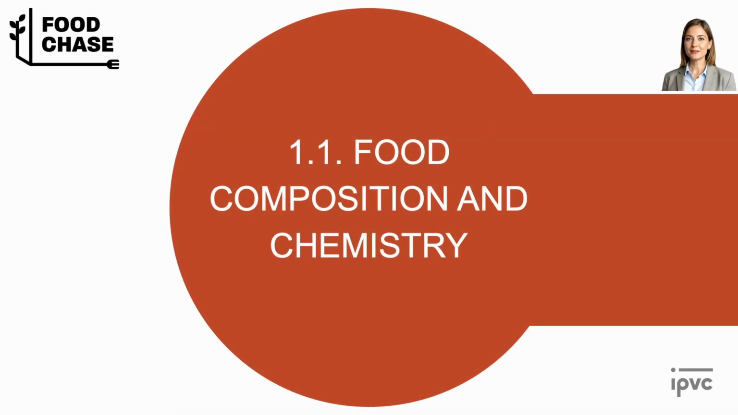Let's look at the basics of food composition and chemistry. This module is the basis for everything we will study about industrial food processing. Understanding what food is made of, at a molecular and chemical level, will enable you to make informed decisions about processing methods, quality control, and product innovation throughout your career in the food industry.